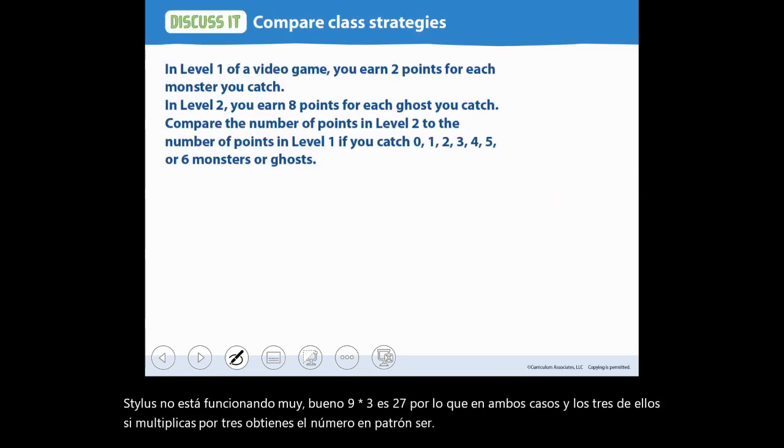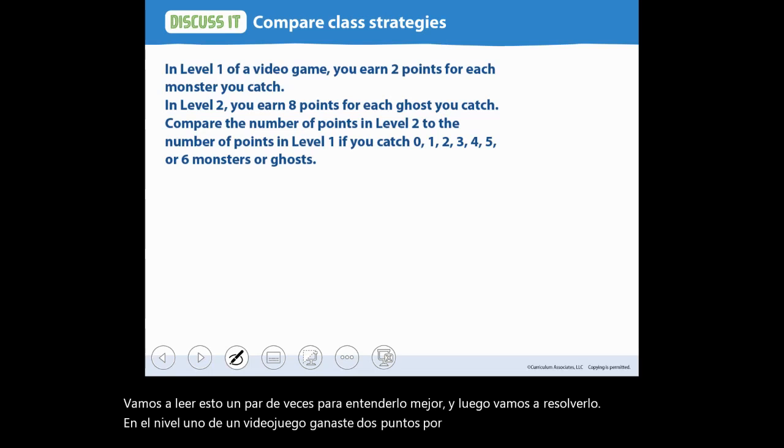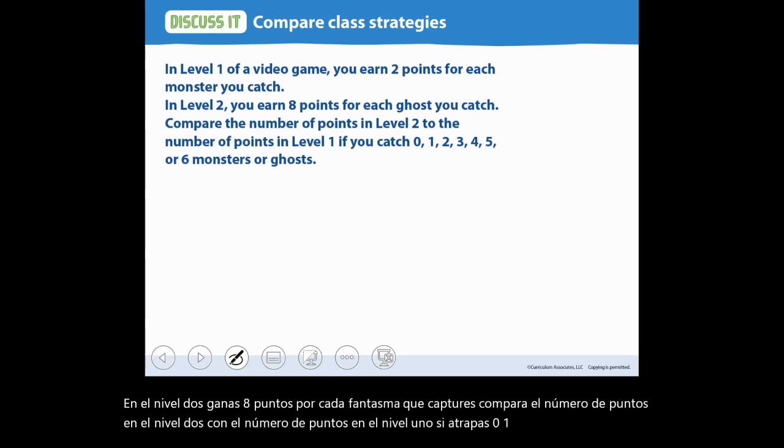We're going to read this a couple times to better understand it, and then we're going to solve. In level 1 of a video game, you earn 2 points for each monster you catch. In level 2, you earn 8 points for each ghost you catch. Compare the number of points in level 2 to the number of points in level 1 if you catch 0, 1, 2, 3, 4, 5, or 6 monsters or ghosts.